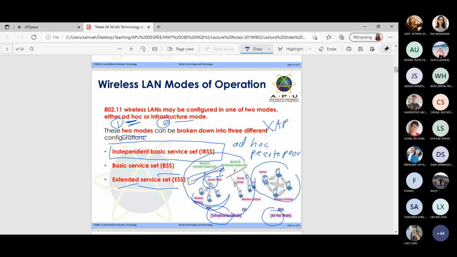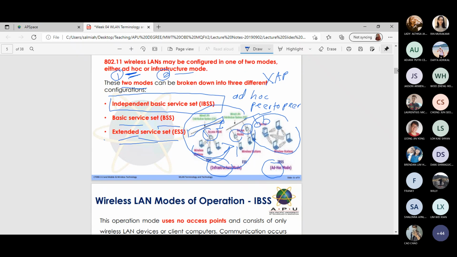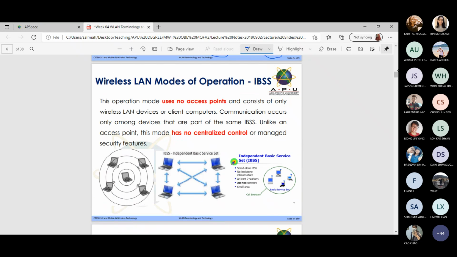While the extended one has more than one access point. One, two, we can have even 3, even 4, no problem. Because whenever there is more than one access point, we no longer call it a basic service set, but we call it an extended service set. Clear? All right. Next one.